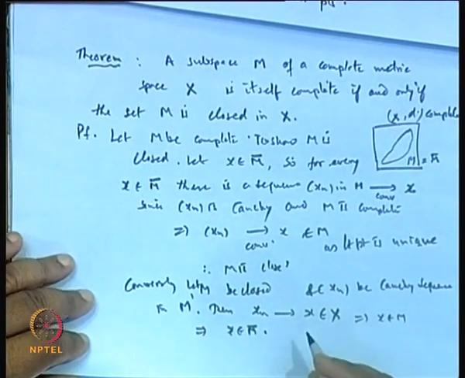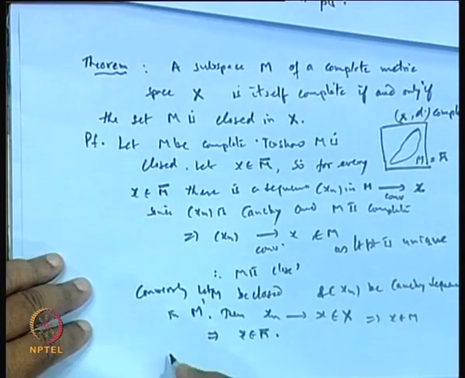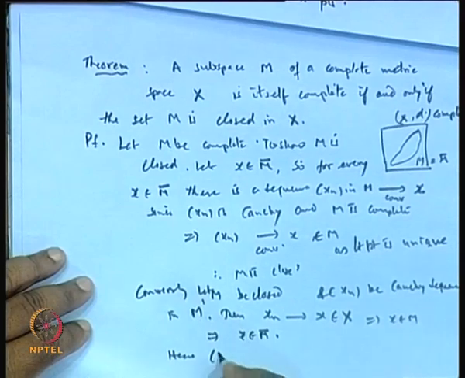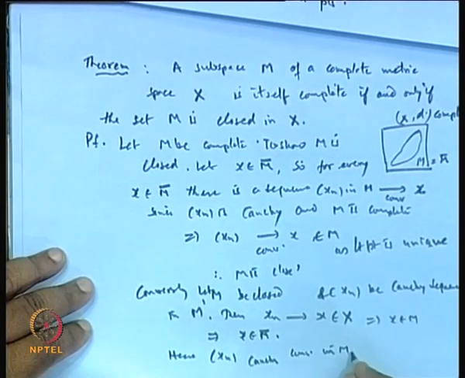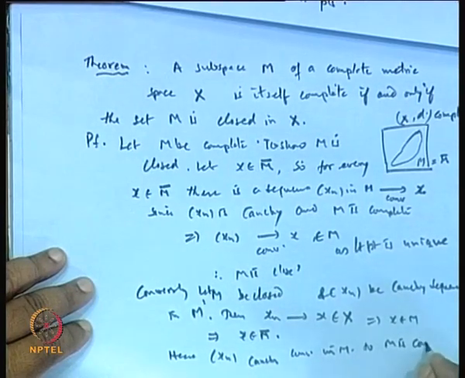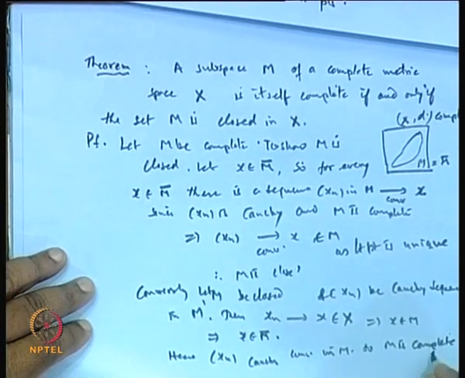Hence, an arbitrary Cauchy sequence converges in M. So, M is complete. Okay. This completes the proof.